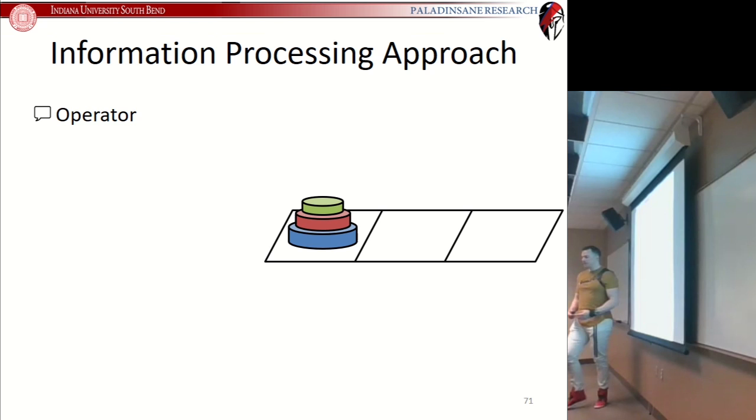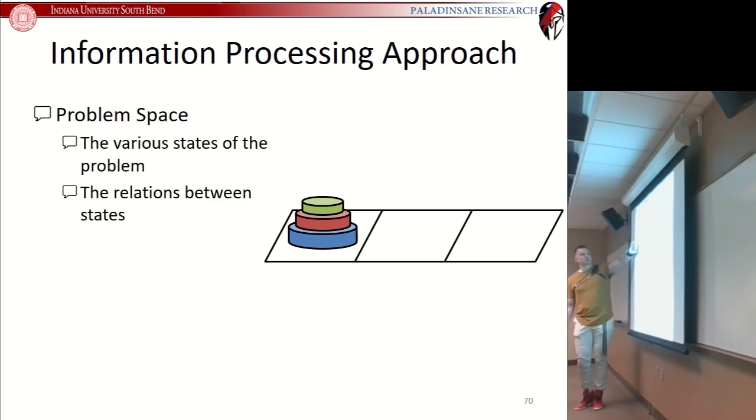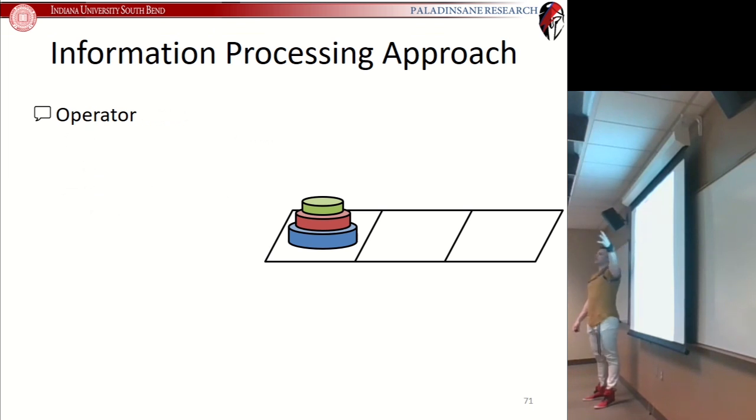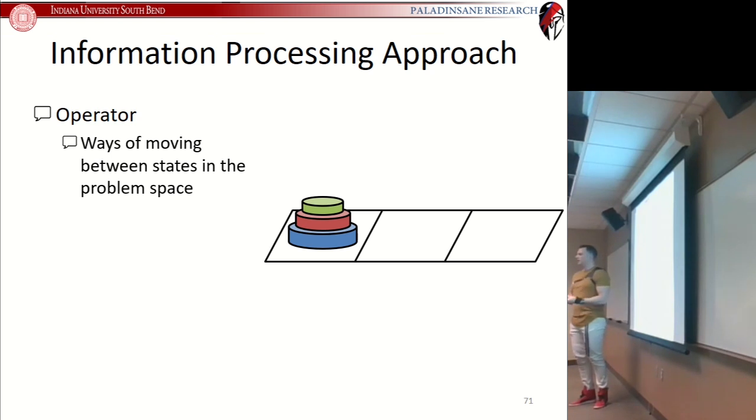All right, so the last thing we need in these problem spaces, we talked about the various states, but then we introduced this idea of the relations between states. And a relation between states is termed an operator. An operator is the things you can do to go from one state to another. Operators are basically the moves that you are allowed. They're the operations you're allowed to do. They're the strategies you can enact. They are, in problem space, ways of moving between states in the problem space.